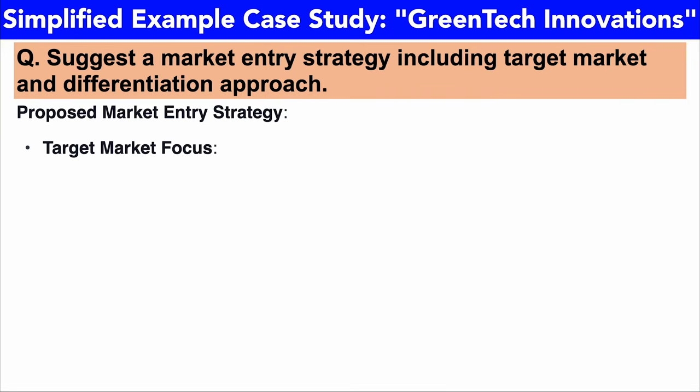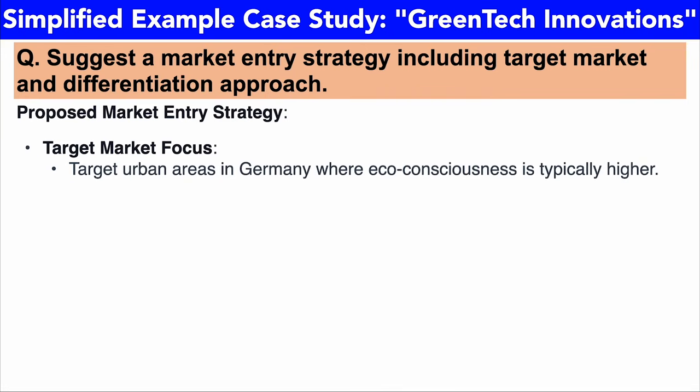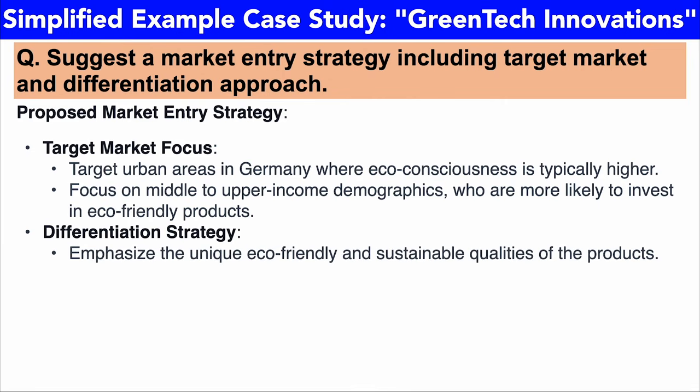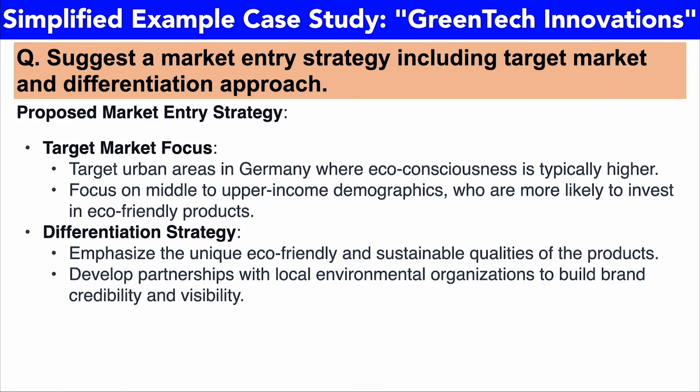Target market focus. Target urban areas in Germany where eco-consciousness is typically higher. Focus on middle to upper income demographics who are more likely to invest in eco-friendly products. For the differentiation approach, we could do this: differentiation strategy, emphasize the unique eco-friendly and sustainable qualities of the products, and develop partnerships with local environmental organisations to build brand credibility and visibility.